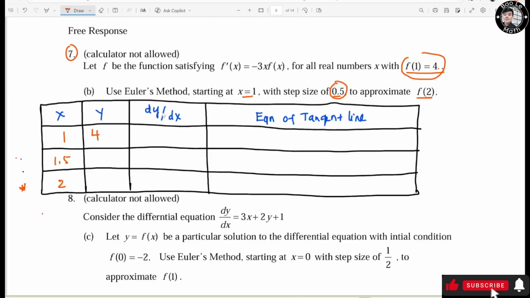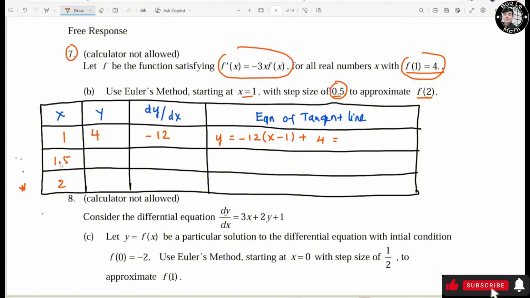Now we need to find the slope of the equation. So we have the slope is given by this formula, right? Negative 3 times s times f of s, right? So negative 3 times 1 is going to be negative 3 times 4 is going to be negative 12, right? So the equation of the tangent line is going to be y equals the slope, negative 12, times s minus s1, which means 1, plus y1, which means 4, right?